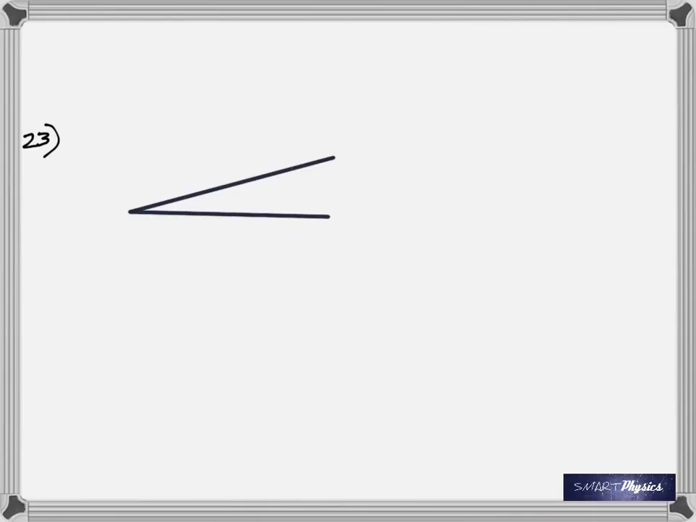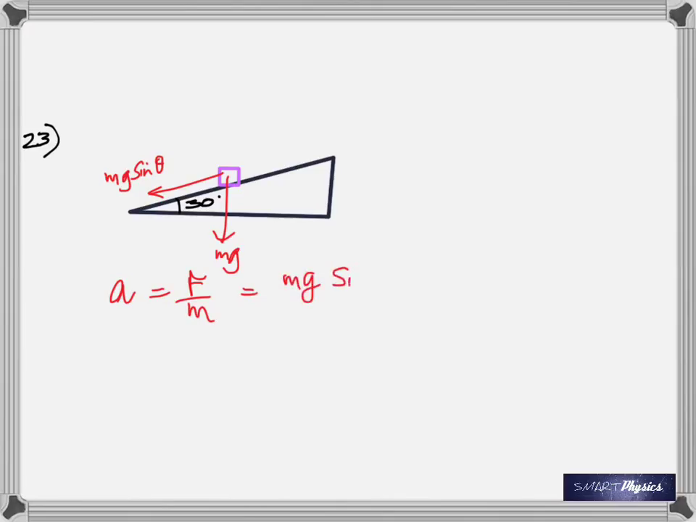I mean, you can do that by just dropping two different objects. Yeah, but they wanted to check it on the plane anyway. Okay, this is how we get it, and everybody knows. a is mg sine theta divided by the mass, and that's how you get g sine theta.